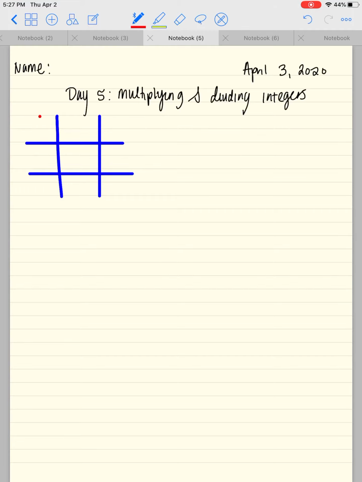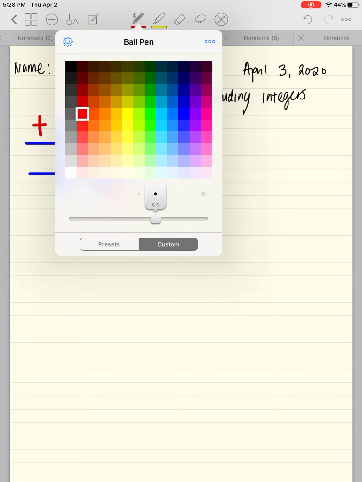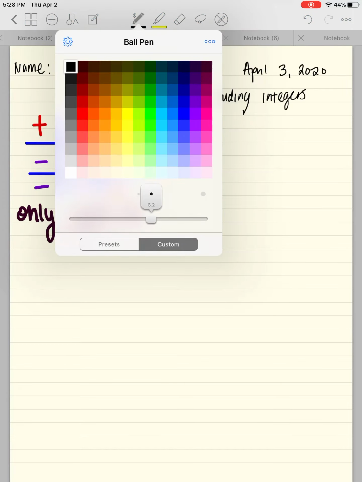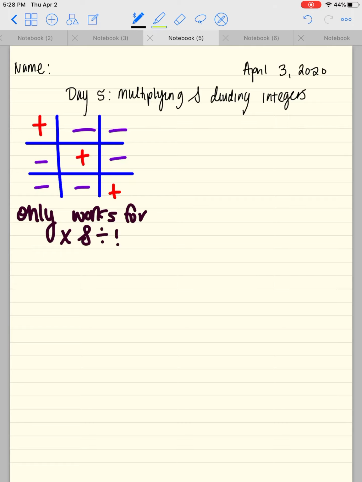Okay? Now, let's go ahead and start. Let's put all the positives. They go down the diagonal like this. And then everywhere else, we have our negatives. And just like I told you a while ago, this only works for multiplication and division, nothing else. Only multiplication and division. Okay, so if you take a look at it, here it tells us exactly what sign we're going to be getting back.